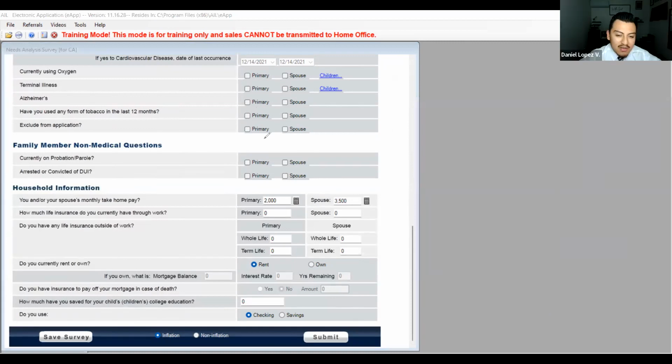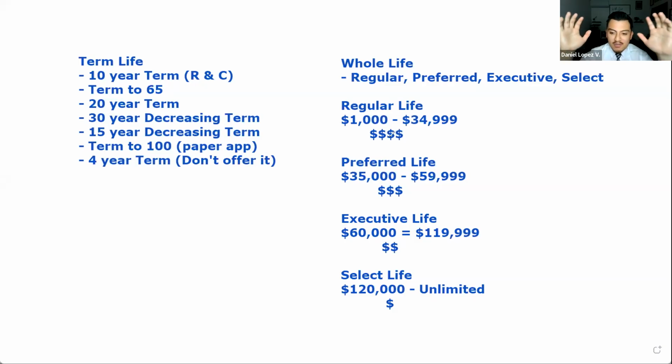Okay, so this is what we offer. Bill, welcome back. This is what we offer. When it comes to life insurance, we offer term life and we offer whole life. Whole life has 4 categories. The more you buy on board, the less it is per 1,000. Term life, we offer these types of terms.